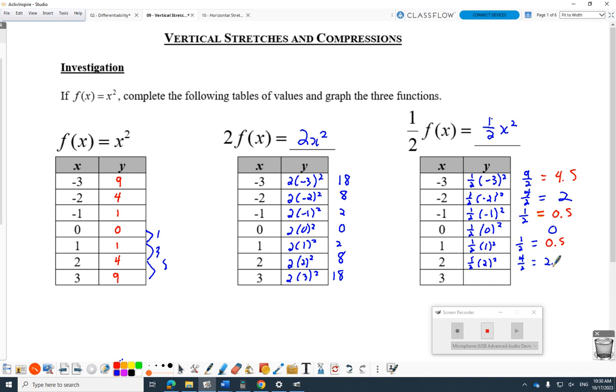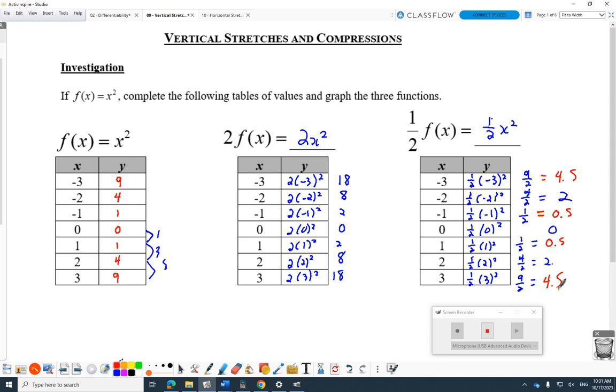Are you bored? I hope you are. Yeah, that would be good news. We got problems coming up with combining these functions, so this hopefully is boring. You're like, I can do this. This is no problem. Half of 3 squared, 9/2. Again, if we're going to graph it, 4.5 is the number. Are we good so far?